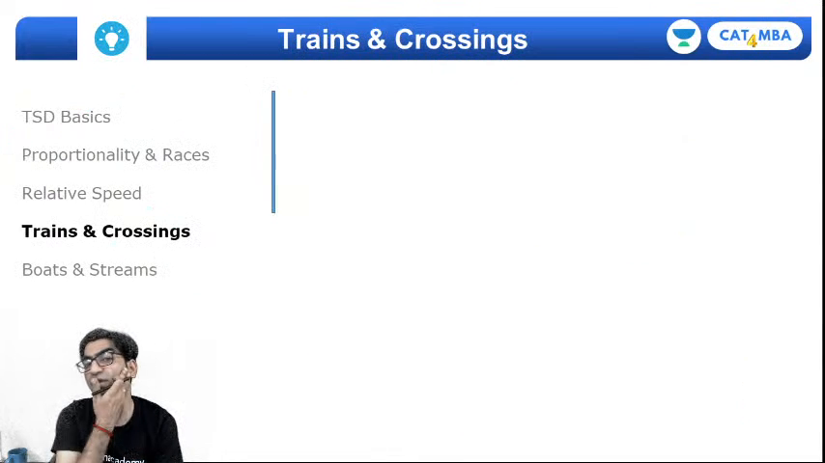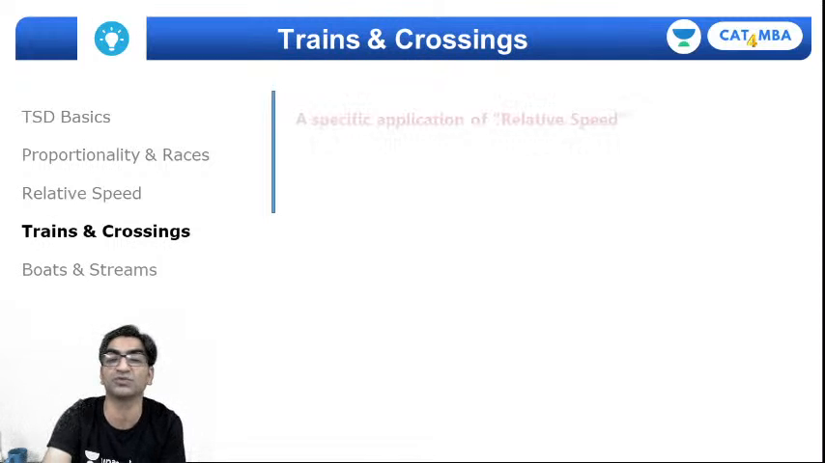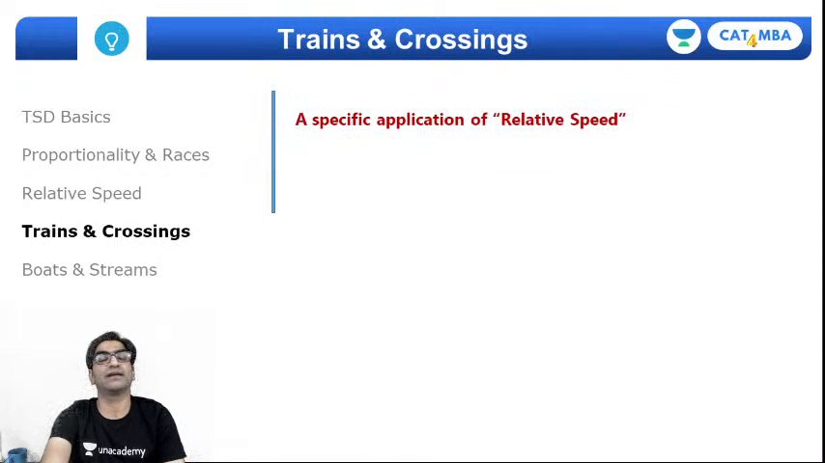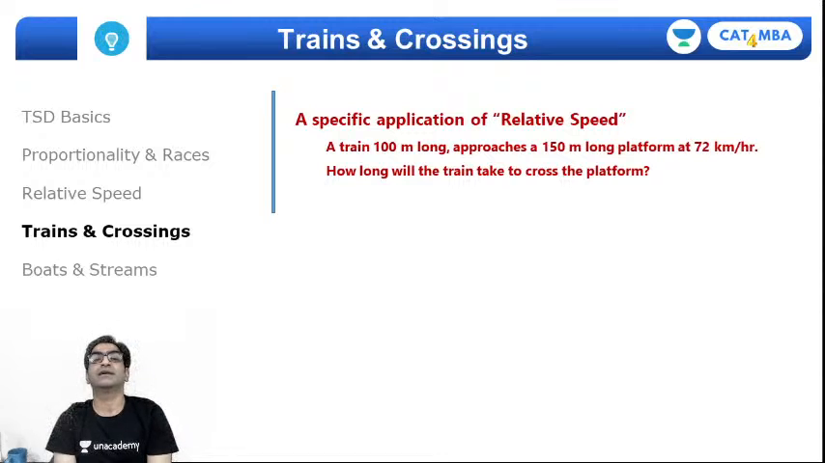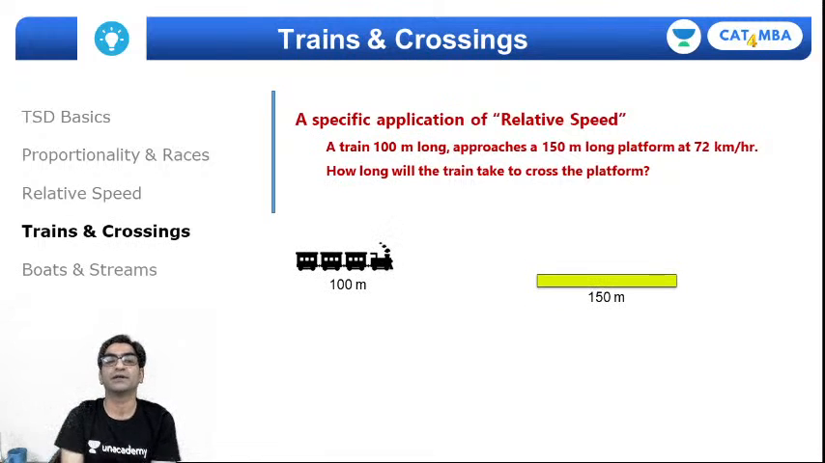Now relative speed is very commonly used in two types of questions. In fact, mostly in train questions. What's a train? Well, a train and crossing questions is a specific application of relative speed. Consider an example. Like train is 100 meter long. It approaches a 150 meter long platform at a speed of 72 kilometers per hour. How long will it take to cross the platform?